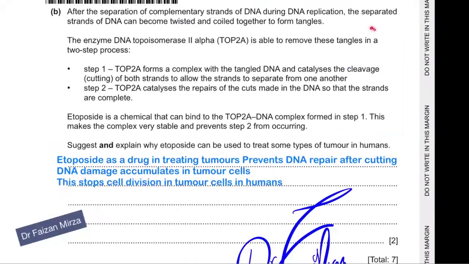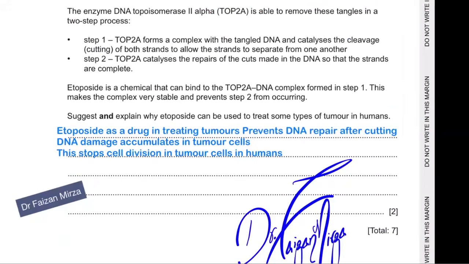Then they are saying that after separation of the complementary strands during DNA replication, the separated strands of DNA can become twisted and coiled together to form tangles. Topoisomerase, Top 2A, not TOPA. Top 2A is able to remove these tangles in 2 steps. Step 1, Top 2A forms a complex with the tangled DNA and catalyzes cutting of both strands. Then Top 2A catalyzes repair of the cuts that were made.